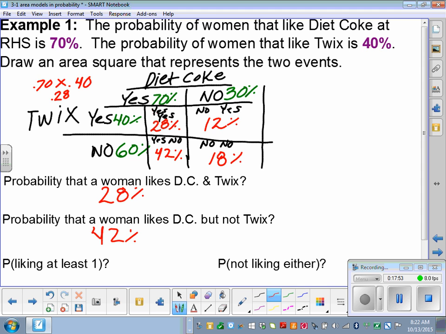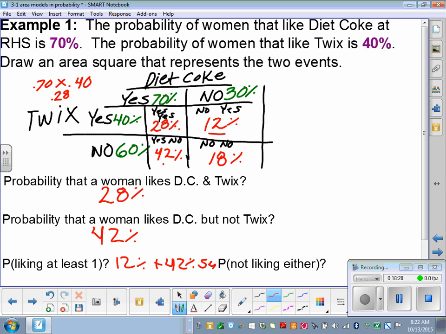Okay, now looking down here, what's the probability of liking at least one? So if liking at least Diet Coke or Twix, how would we do that? Yep, good. So we have this category right here. They do not like Diet Coke, but they do like Twix, right? So that's 12%. They at least like one. And then right here, they do like Diet Coke, but not Twix. So we'll add those up. So 12% plus 42%.